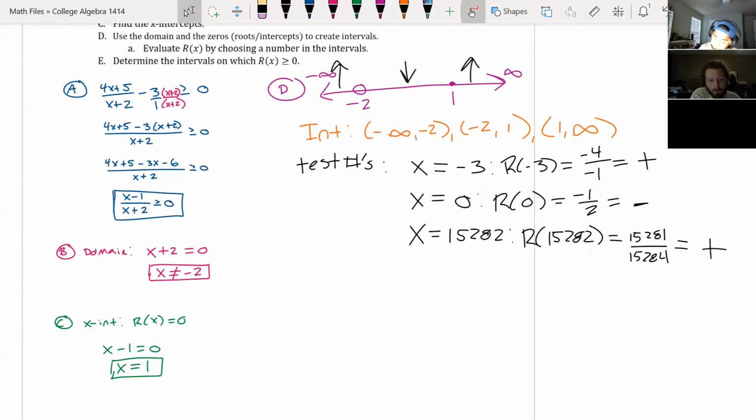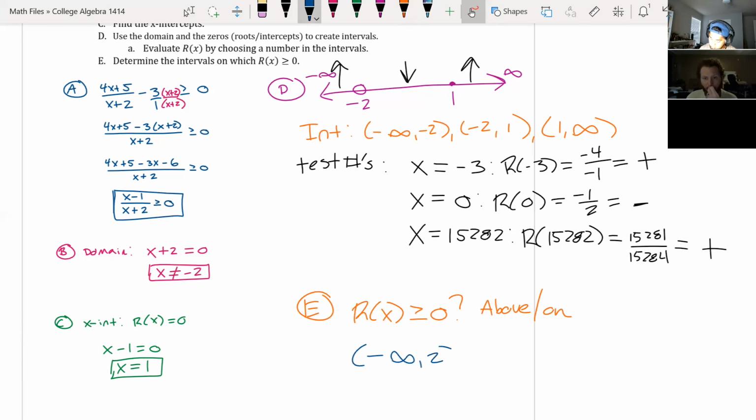So we answer the final question. Where is this rational function above and on the x-axis? What's my interval? -infinity to -2, union -2 to 1.